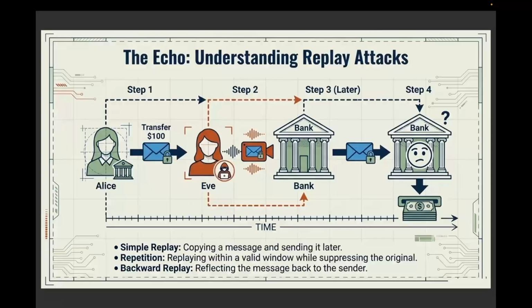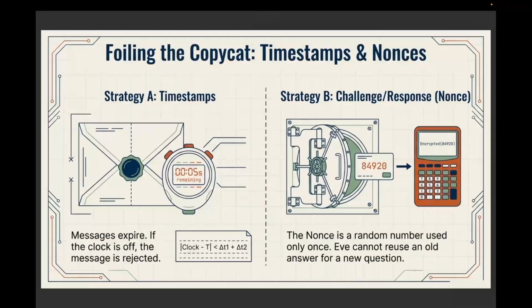So how do we stop them? To prevent replay attacks, we use two strategies. First is the timestamp. Each message includes the current time, so if the message is too old, it will be rejected. But this requires synchronized clocks. Strategy two is the nonce. A nonce is a random number used only once. For example, the server sends a random challenge, and the client responds using that nonce. Since the nonce changes every time, old responses cannot be reused. Nonces are widely used in challenge-response authentication protocols.